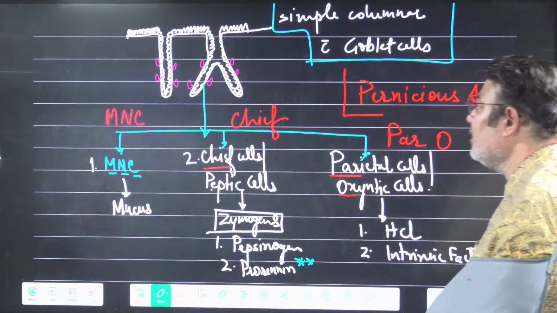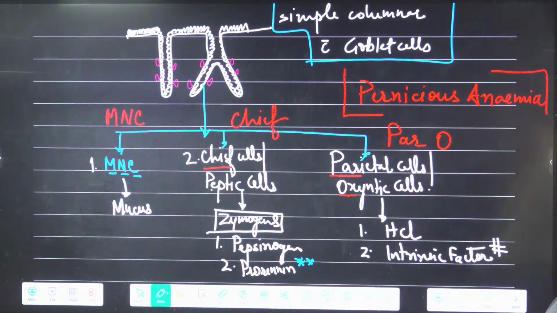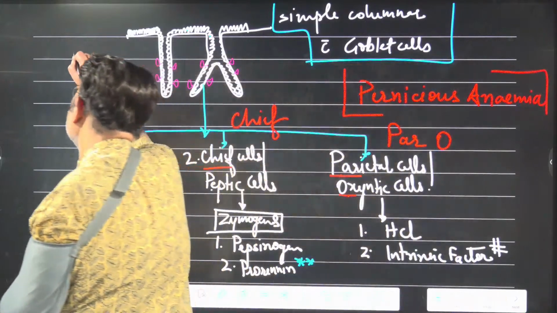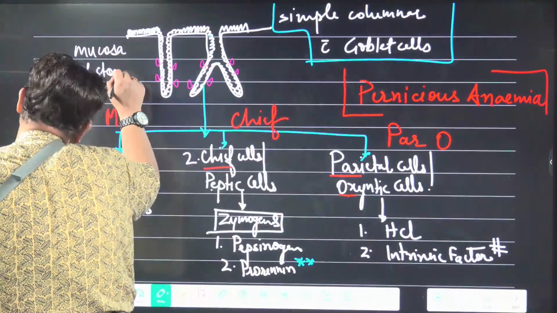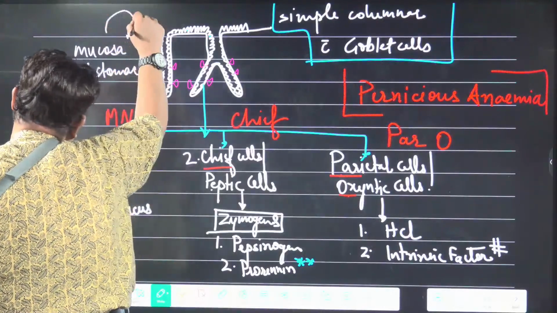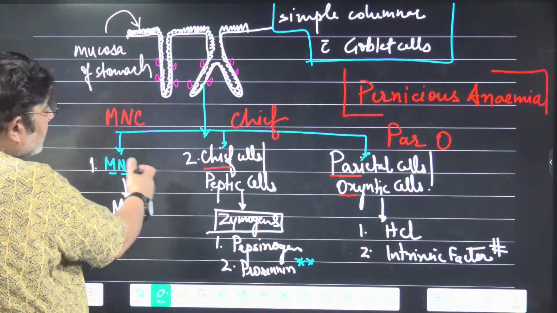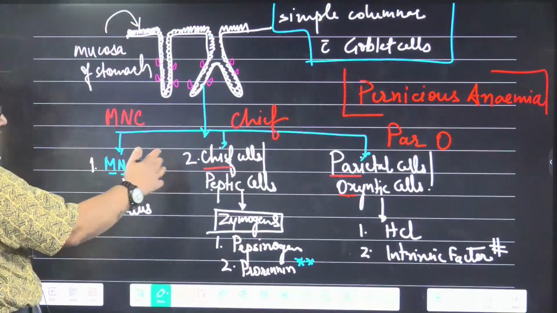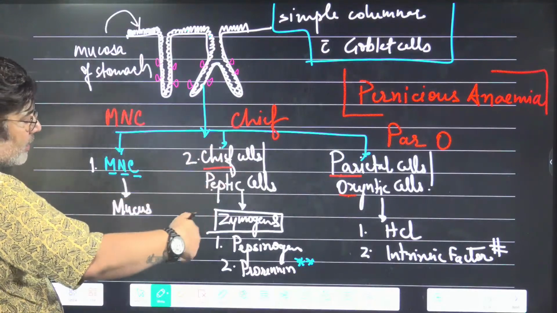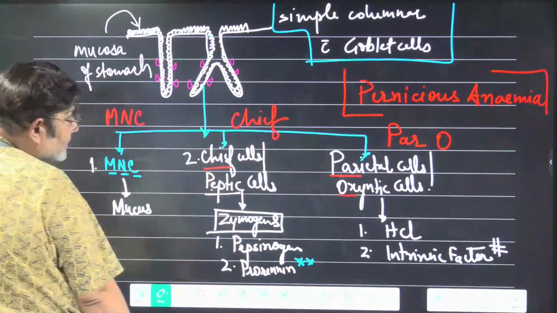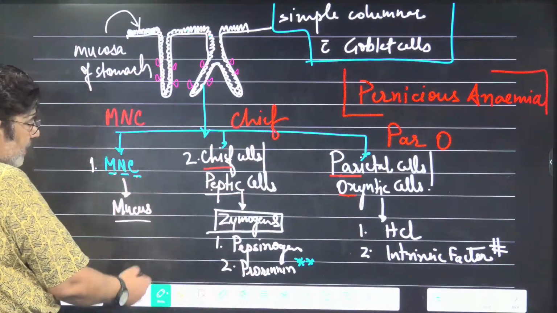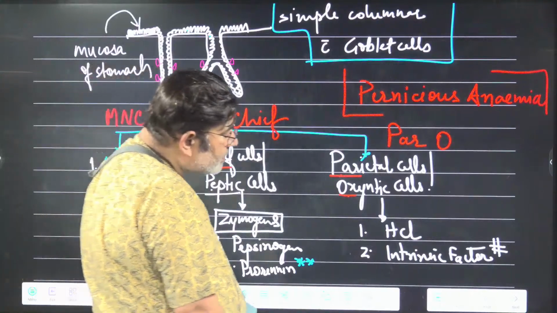Bachcho, the stomach glands are either simple tubular glands or simple branched tubular glands, and they are a modification of mucosa. This is the mucosa of stomach, okay? And the 3 types of cells in the mucosa are MNC, chief, and paro. Paro means parietal, also called oxyntic cell. Chief cells, also called peptic cells, produce the zymogens, and MNC, mucous neck cell, produces the mucus, okay?